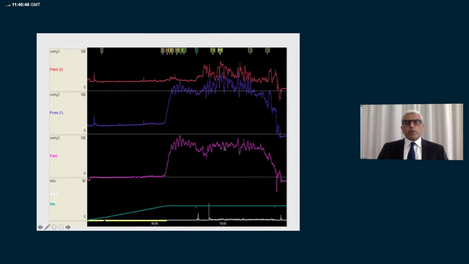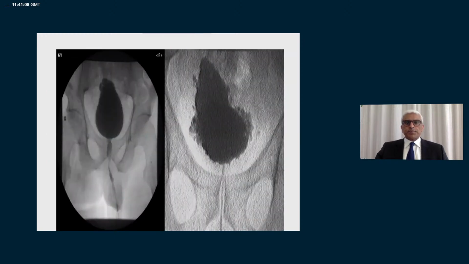Urodynamics is kind of part of the radiological investigation, and we go by pattern recognition. So once one sees this tracing, you can see it's a classical sawtooth appearance, a very prolonged contraction. So again, the upper tracts are at risk in this case.